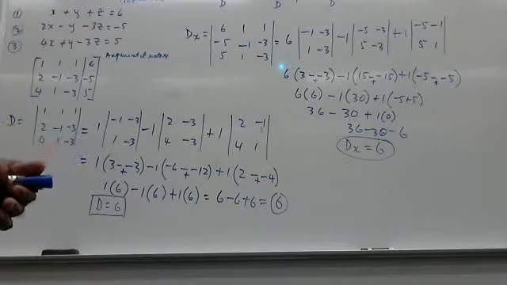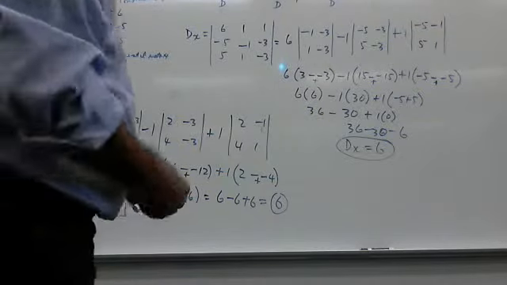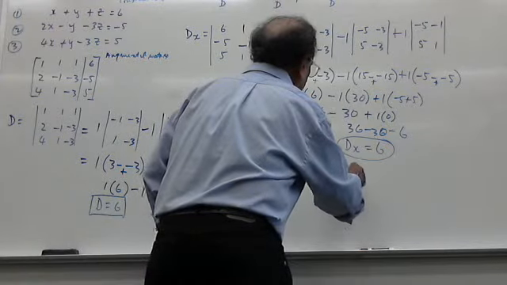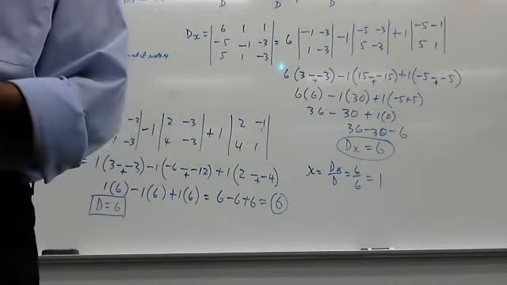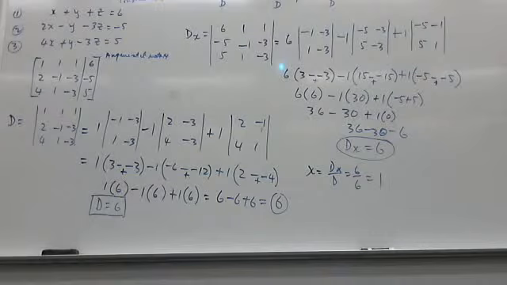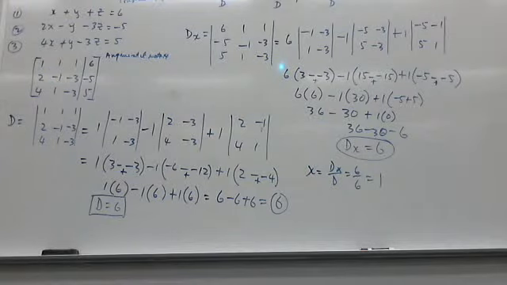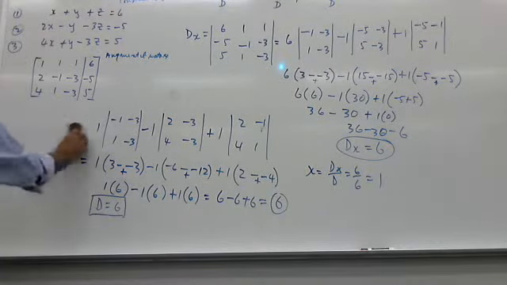Now that we have found the value for d sub x, then let's go ahead and find the value for x. Then x is going to be equal to d sub x over d, which is equal to 6 over 6, and that's equal to 1. So, you see what we have done there? We have found the value for x using determinant, and we expand by what we call the minor and cofactor. All right? Now, let's go ahead and find d sub y.